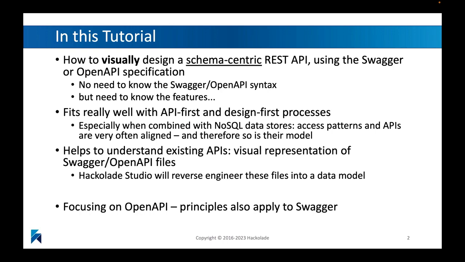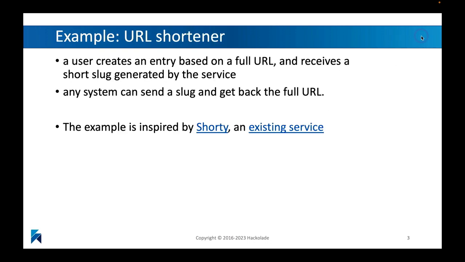So it helps a lot to use this type of approach to understand existing APIs as well. Why? Because you're going to be visually representing how these Swagger or OpenAPI files actually document the interaction between your software and that API. So we can use the Hackolade Studio not only to develop these APIs, but also to better understand them and reverse engineer them into a data model that is much easier for you to work with. We're going to be focusing mostly on OpenAPI, but the principles behind this will also apply to Swagger.